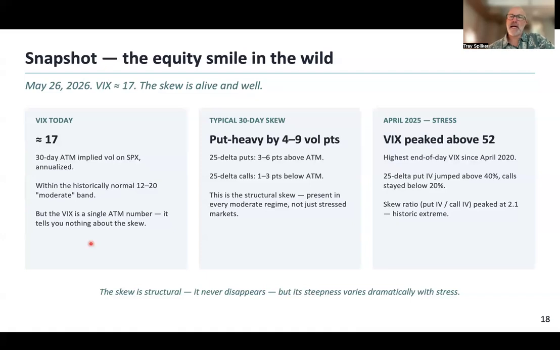So a typical 30-day skew in a moderate regime, the 25 delta puts would trade at implied volatilities 3 to 6 points above the at the money option, while the 25 delta calls would trade at 1 to 3 points below the at the money option. So that's a 4 to 9 point spread between equidistant puts and calls. And so that's the structural skew.